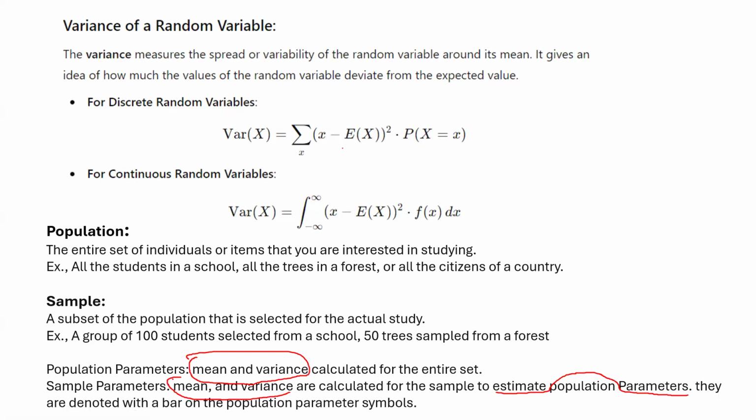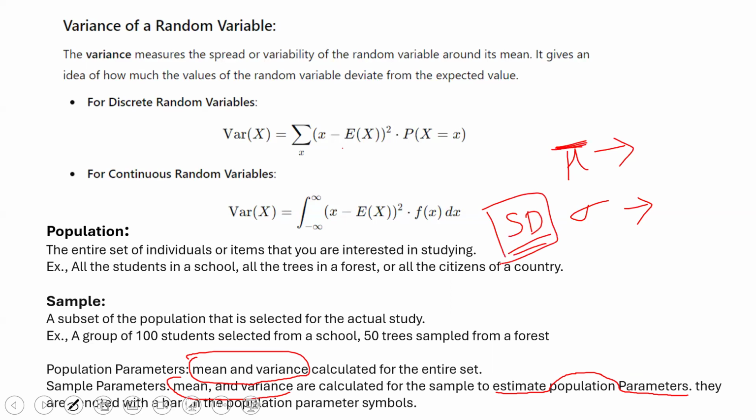They are denoted by a bar on the population parameter symbols. Let's suppose you are representing the population mean as mu and the standard deviation as sigma. In general, we'll add a bar on top of that. The sample will be represented by s, the standard deviation, and the population by sigma. Let's come back to these symbols later.